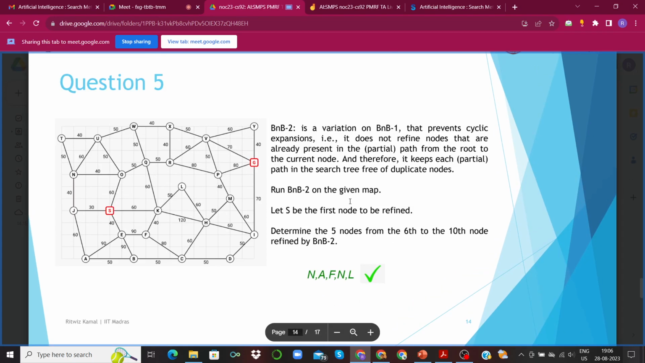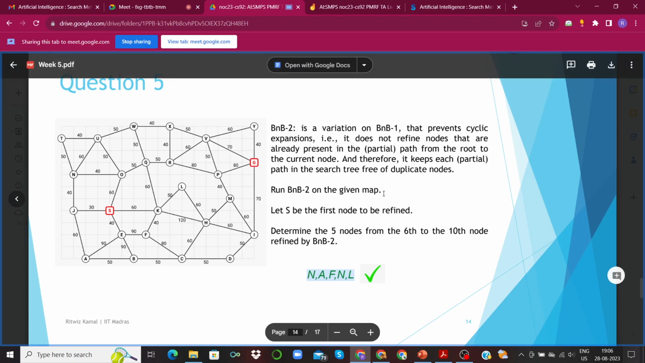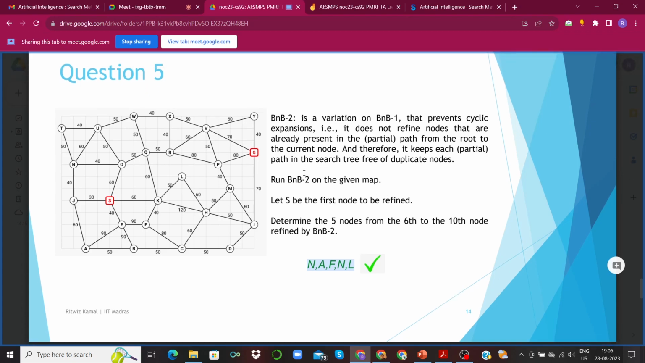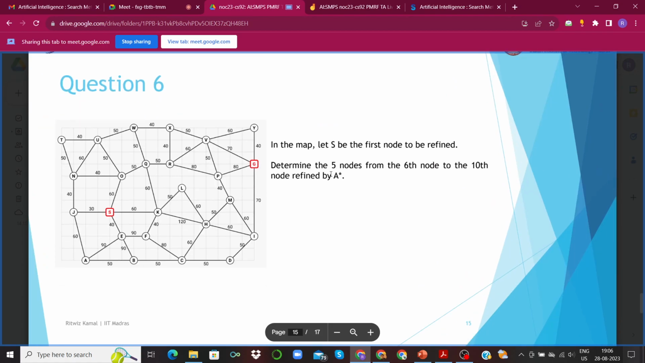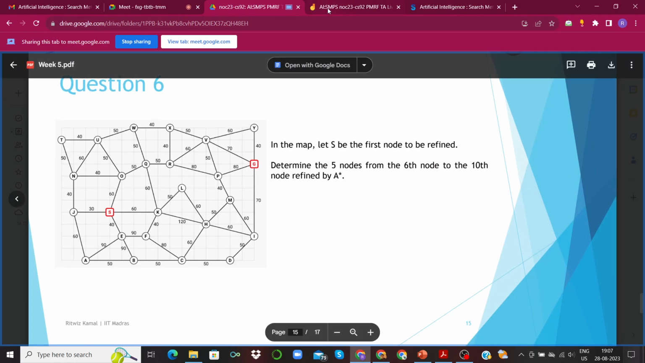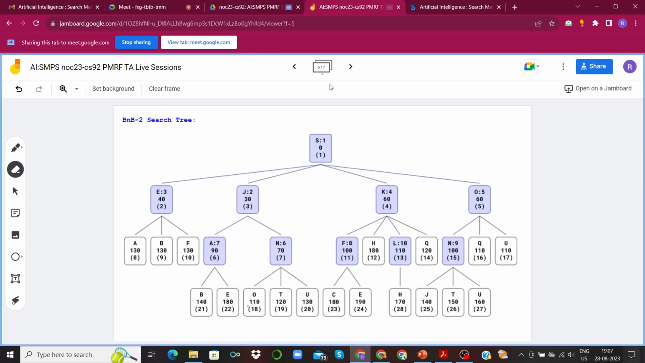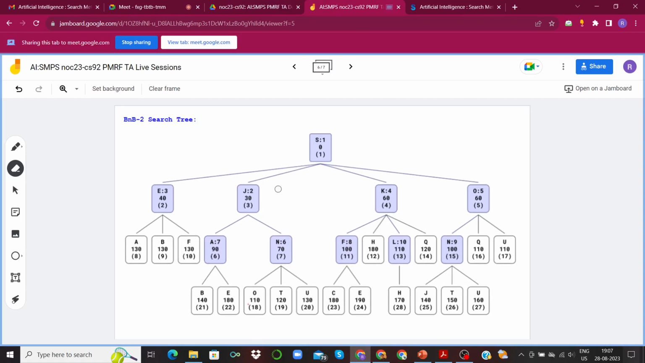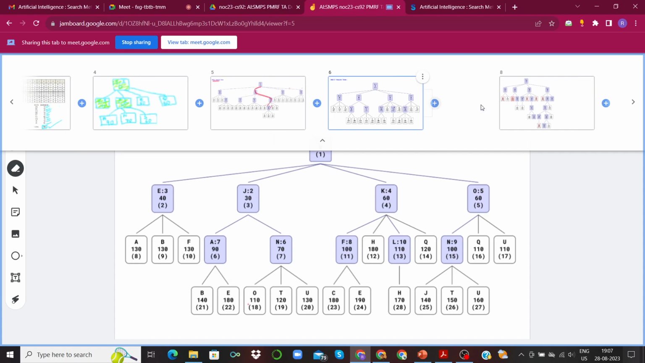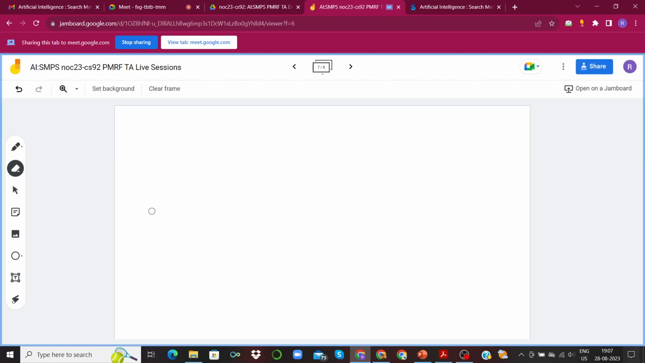Before that, let's just quickly check the solution, which was NAFNL, right? Which we just saw through the BNB2 search tree. Now we are going to move on to the A star method. Up until this point, what we were doing is we were considering the actual cost from the big graph, right? Now in A star, what we are going to do is choose a combination of the actual cost and an estimated cost. So let me just explain a small intuition behind it.